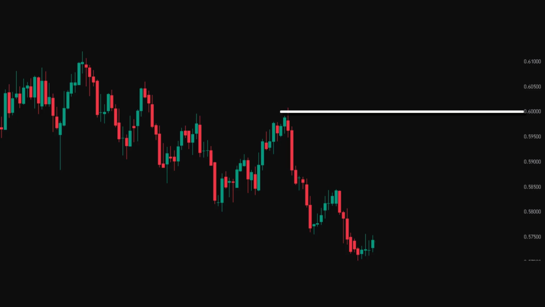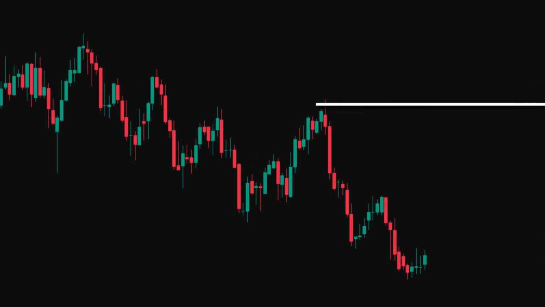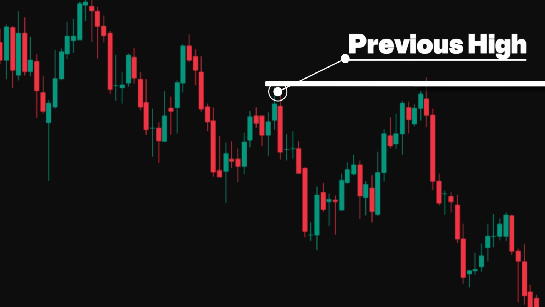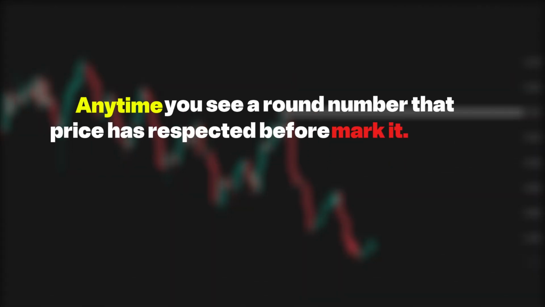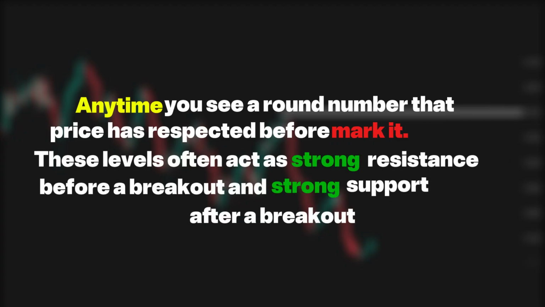What makes round numbers even more powerful is when they line up with previous highs or lows. When structure and psychology align, that becomes extremely important. So, anytime you see a round number that price has respected before, mark it. These levels often act as strong resistance before a breakout and strong support after a breakout.